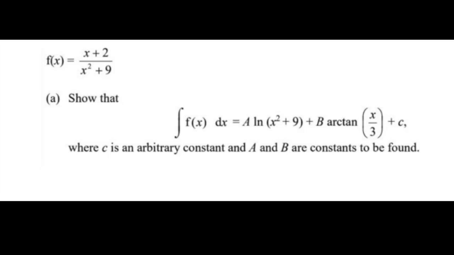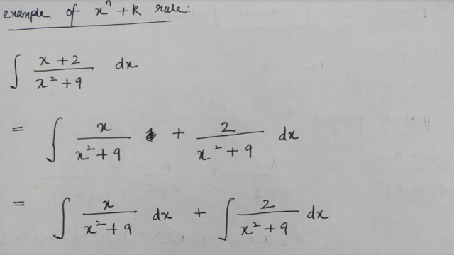And now I want to look at an example of the third rule that I gave you, of when we have x to the power of a constant plus a constant in the numerator. So this is a really good exam question that shows that. So the first step you want to do is separate the x and the 2, or any constant that you have, into separate fractions, because the x is going to be integrated to an ln and the 2 and the constant would be integrated to an arctan. So you want them to be separated so you can integrate them separately.